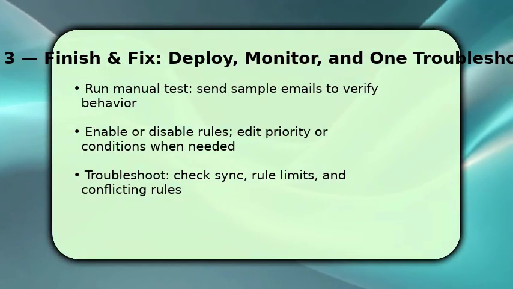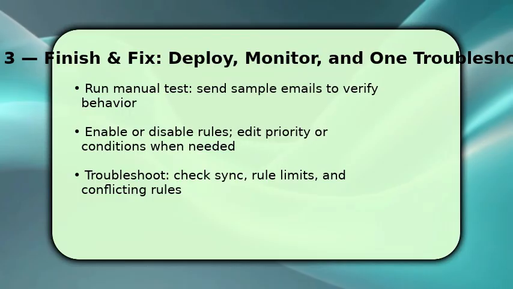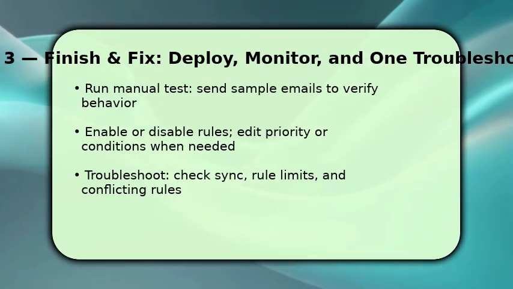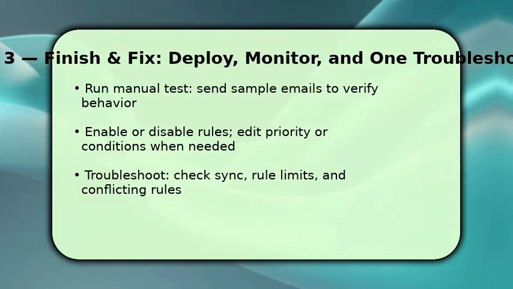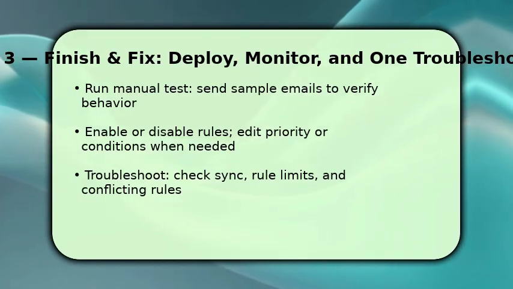Finish by saving the rule and immediately testing it with sample emails that match, and that should be excluded. Observe the result in the client and on the web. Make sure actions occur consistently.